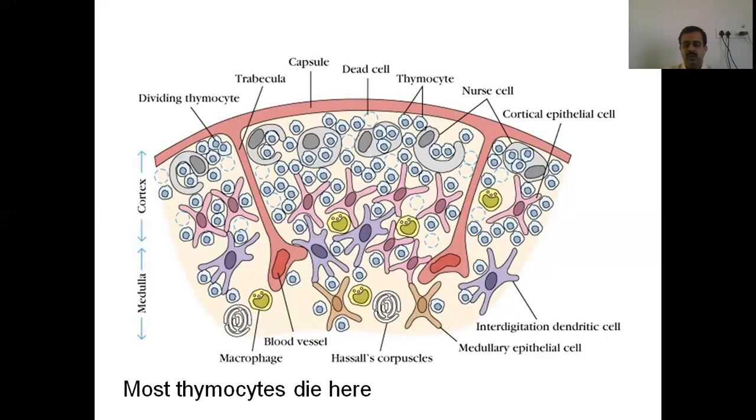Now, in this particular picture, you can easily observe that the lymphocytes are present over here. Inside it, you have small thymocytes, nerve cells, colloidal cells, dead cells as well.